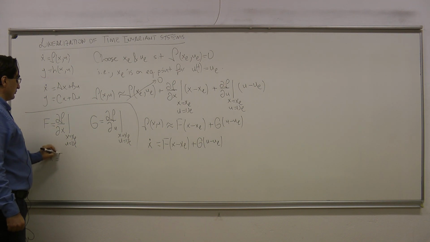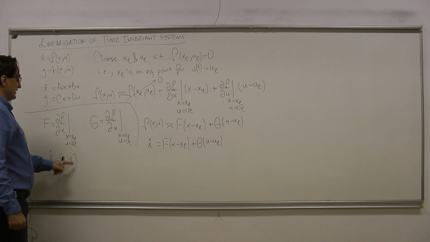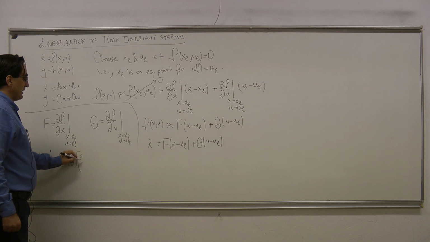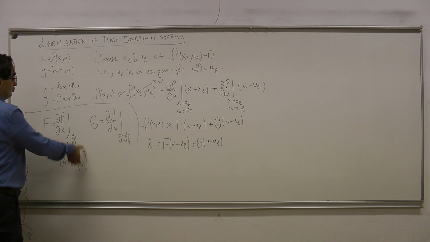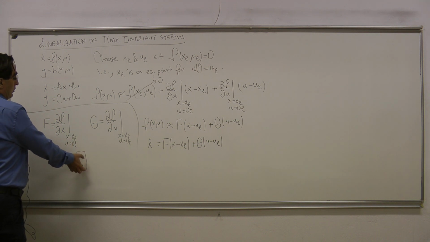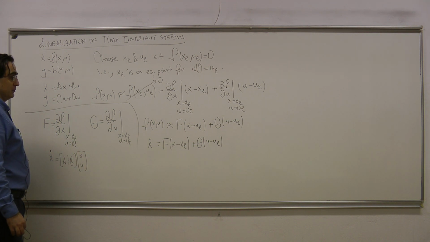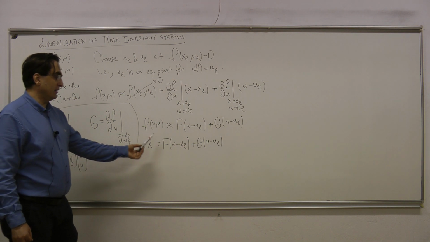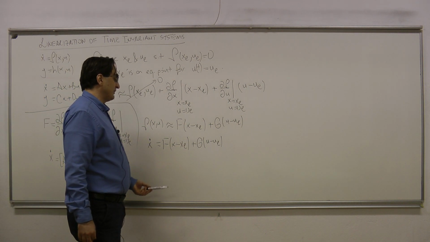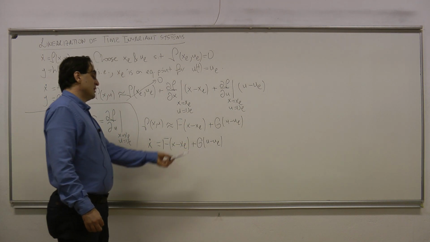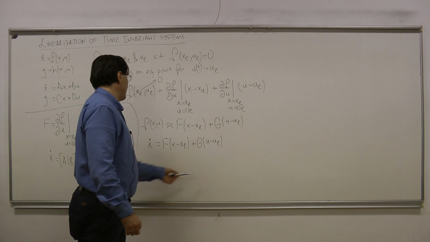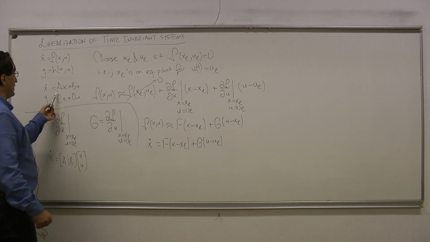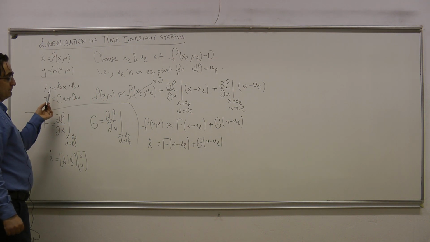x dot is equal to, I have A here, B here. This is an augmented matrix times x and u. So we see that the right-hand side is a joint linear function of these two variables. But you see that here I have other terms. So F times xe and G times ue are terms which make this equation not the same as such a one.